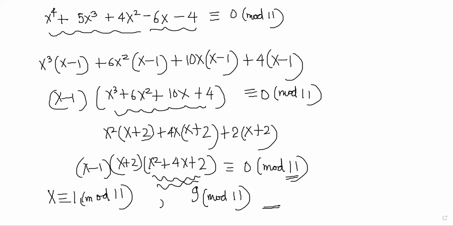1 and 9, he's saying it has 2 solutions. So what happened is basically there are fewer than 4 solutions. This happened because first of all 11 is a prime. So this is fitting the polynomial roots mod p theorem, right?